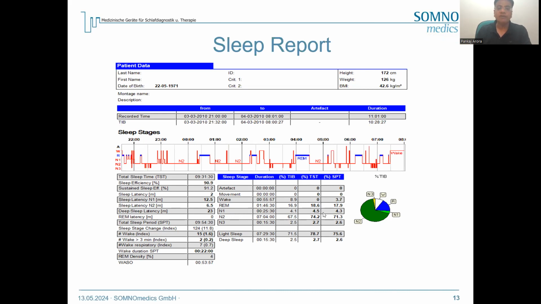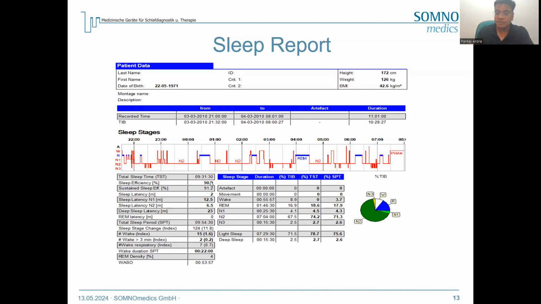So this is how we will come to know that this person was mostly in stage N2, or N1, but not in N3. So probably he was feeling lethargic because he was not going to N3, and because of whatever issues, he was not able to go to stage N3. So in this particular case, total sleep time is 9 hours 31 minutes, because he slept for 9 hours 30 minutes. So his sleep efficiency was 90%.